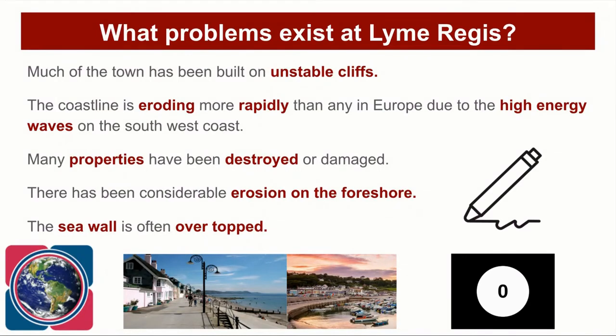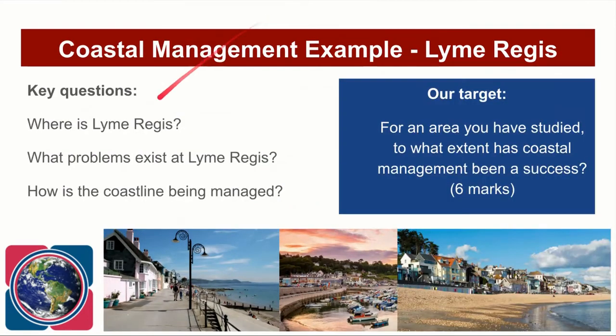So just to reiterate then, we've got unstable cliffs, we've got eroding coastline with these high energy waves coming from the sea and coming across the ocean. We've got properties that are being destroyed, we've got erosion on the foreshore, and we've got a seawall which is overtopped. So that gives us a flavour for what the problems are that exist at Lyme Regis.